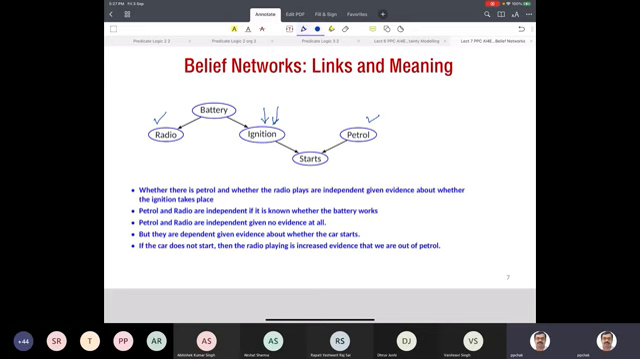If the car does not start, then the radio playing is increased evidence that we are out of petrol. That means the car has not started and the radio is playing, which means what is working? Battery. The battery is working, and because the battery is working, the ignition is not expected to fail. Therefore, the only reason why the car is not starting is probably because there is no petrol. So this is how the reasoning happens.